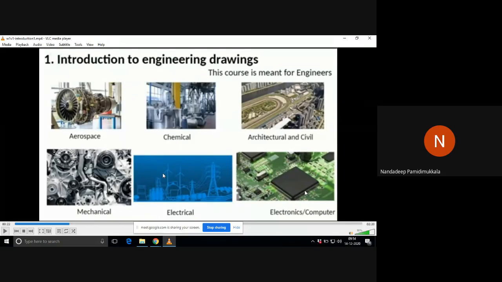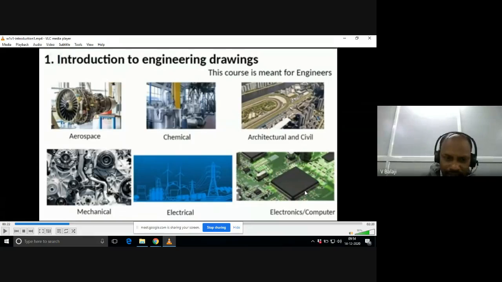Yes, sir. That is why it is a common subject for all branches of engineering. It's very important for you to learn these basic things. The applications are huge and not restricted to a particular branch. Is it understood?